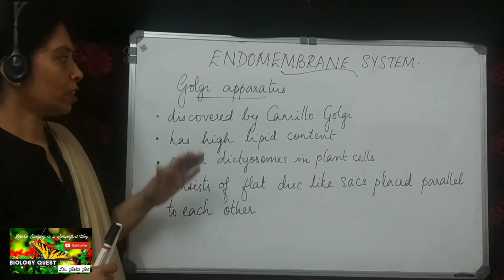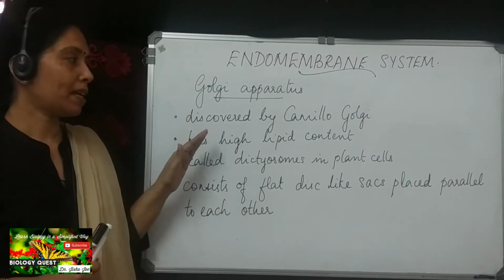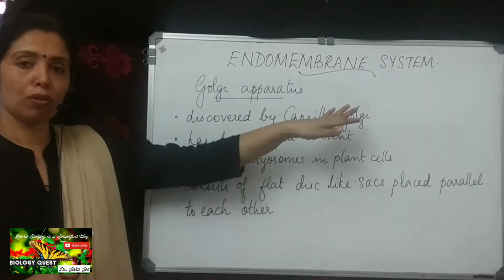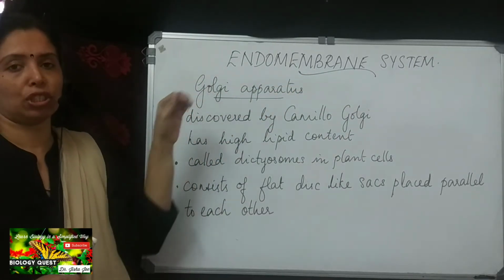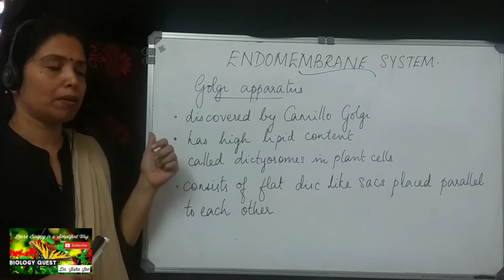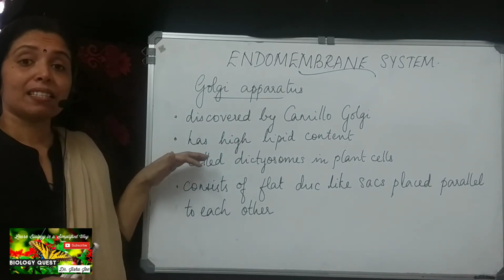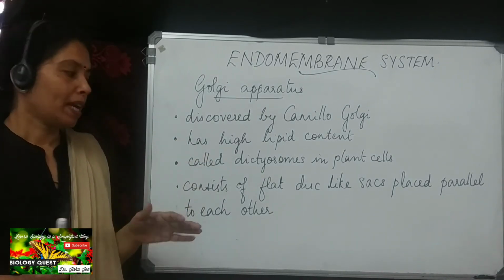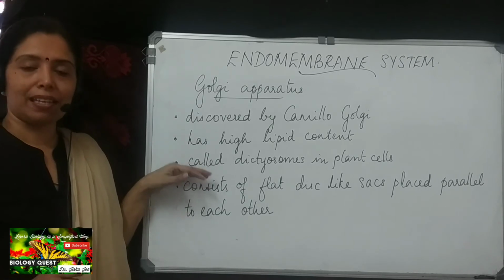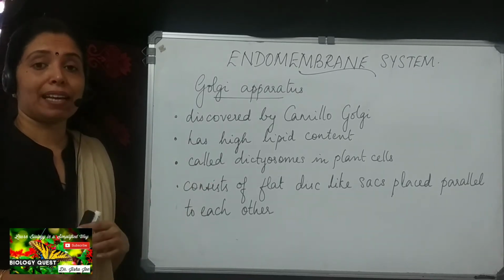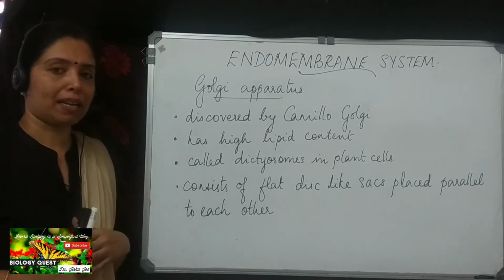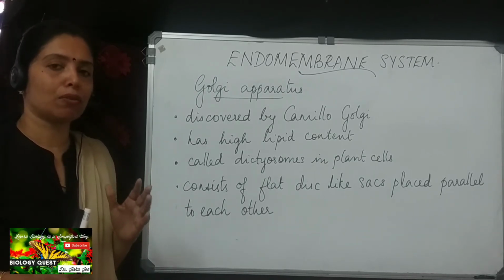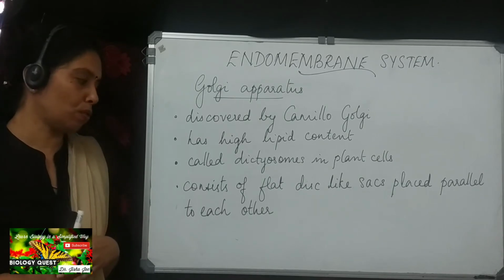Now moving on to the Golgi apparatus. Golgi apparatus was discovered by Camillo Golgi, and that is how this organelle gets its name. It was discovered by Camillo Golgi. It has high lipid content, and in plant cells the Golgi apparatus is called dictyosomes, whereas in animal cells they are called Golgi apparatus. In plant cells they are known as dictyosomes.